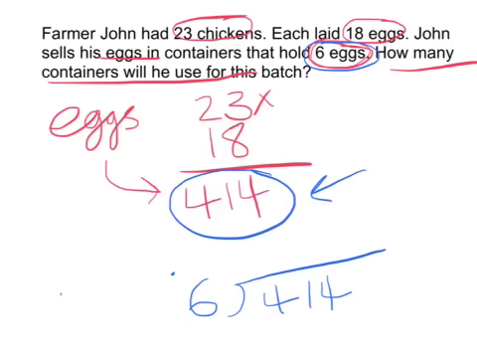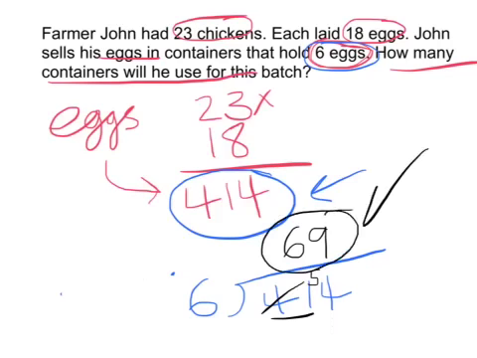Okay, I might just work that one out. Okay, 6 into 41 goes 6 times, 6 3s are 18, 6 5s are 30, 6 6s are 36. Right, so 6 6s are 36 with a remainder of 5. And then 6 into 54 is 9. So there's your answer. Farmer John is going to use exactly 69 containers.